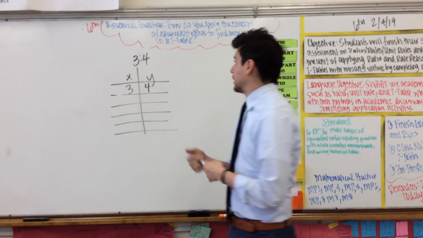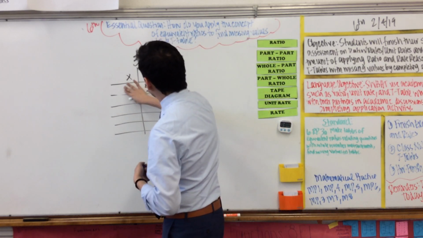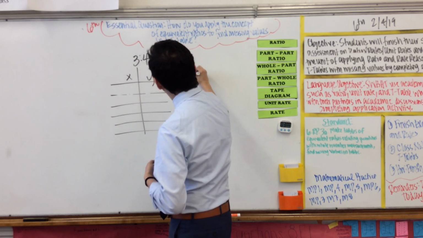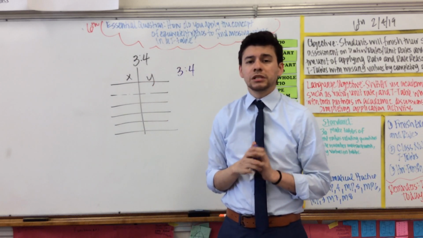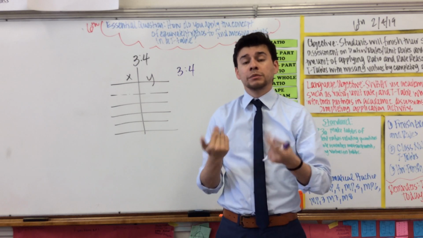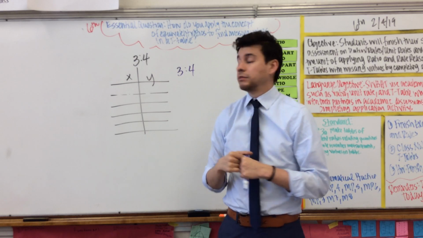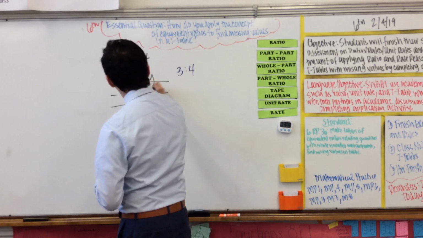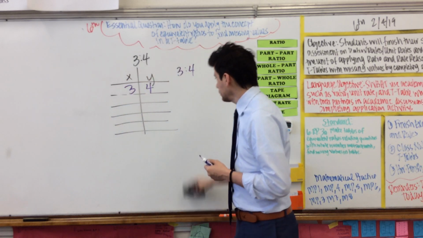So before we start, actually, let me erase this, sorry. Before I start, I asked myself, could I reduce this ratio? Is there a number that could go into 3 and 4 to make it a little bit smaller or simplified? Well, no. So if it can't be reduced, we put it in, okay?